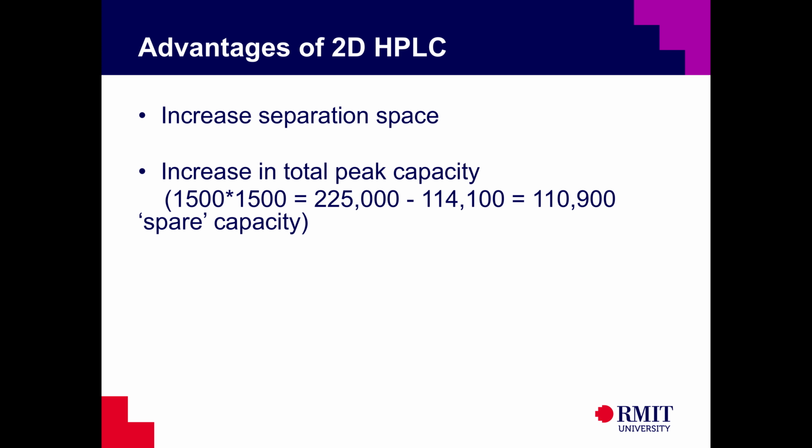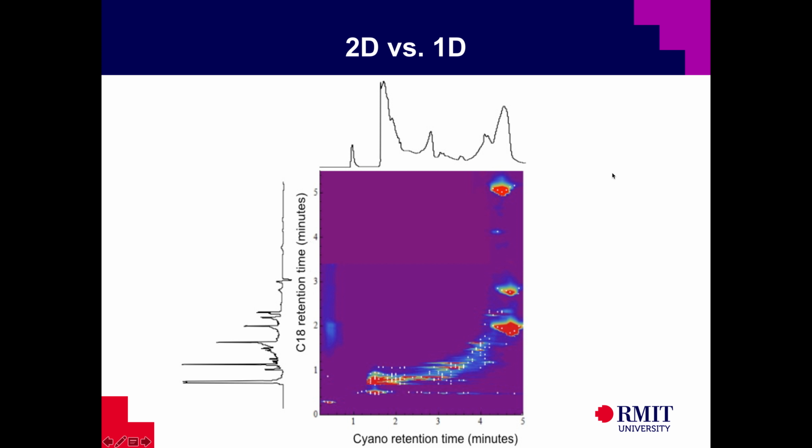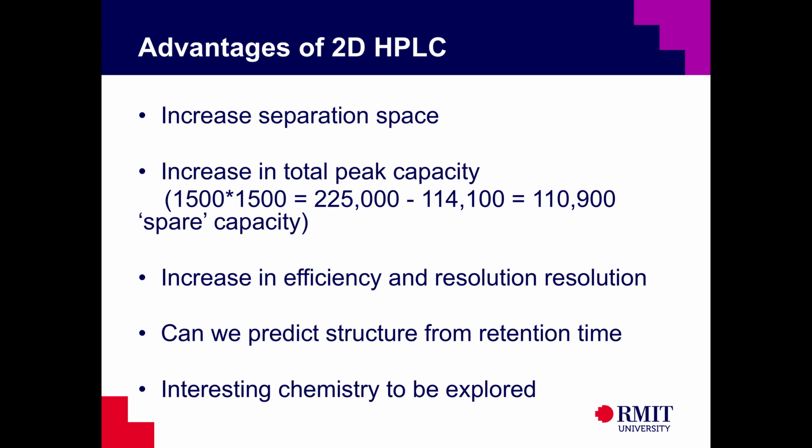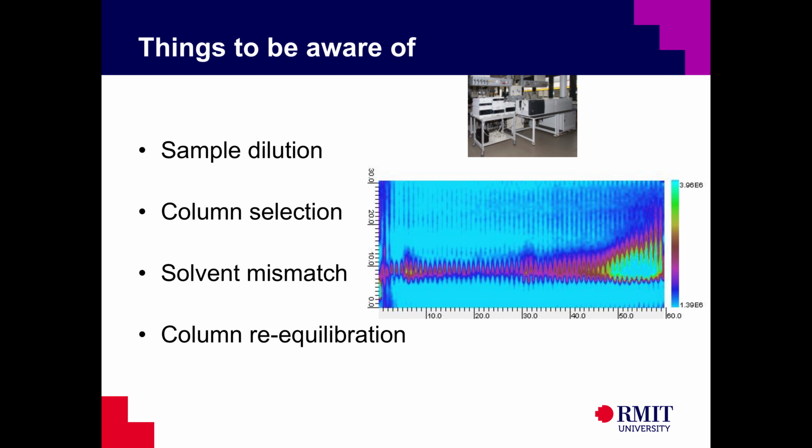potentially, if you want to go back a step, if you imagine this is our separation space. If all of your amino acids came off here and all of your fatty acids came off here and all of your carbohydrates here, if you knew the retention time on each column for a particular class of compounds, and then you ran an unknown compound, you could theoretically work out what its structure was likely to be by its retention time on both columns. So that's quite interesting.